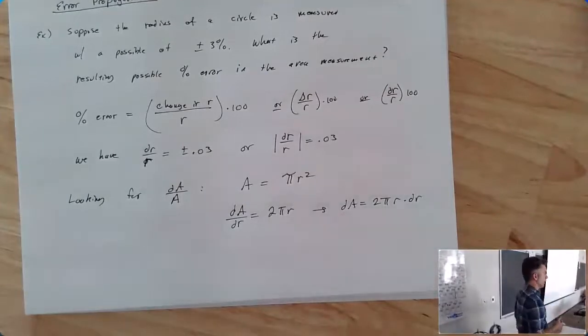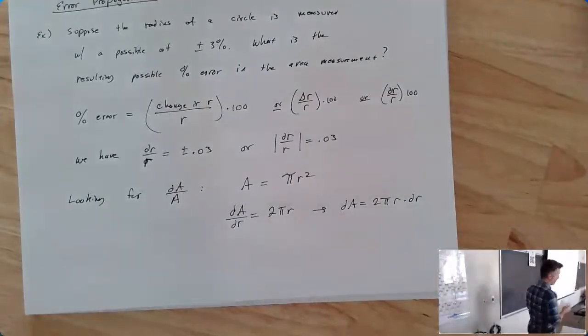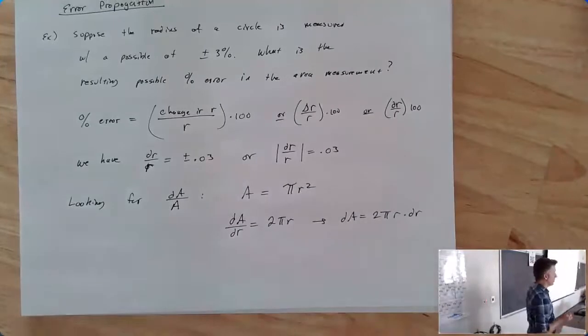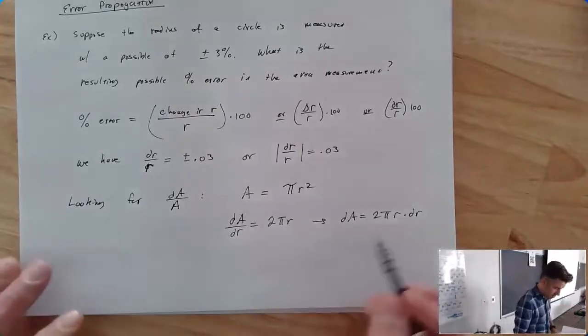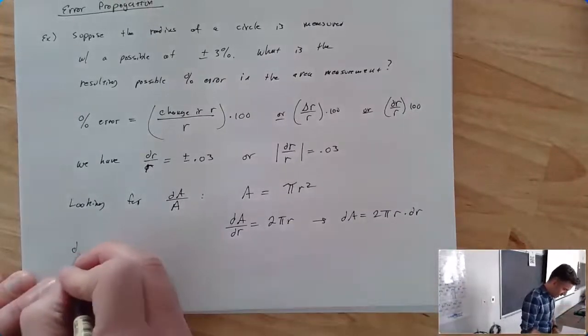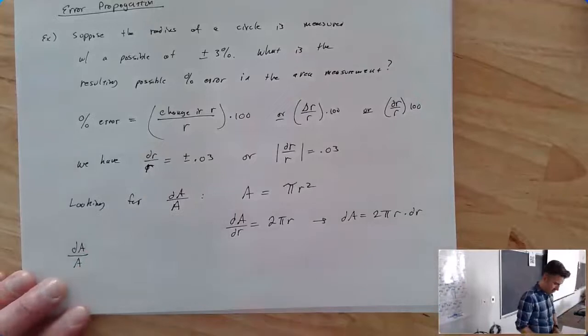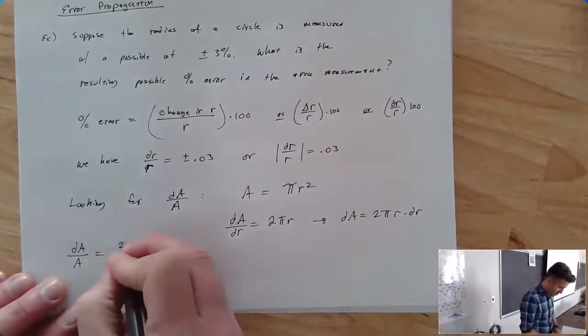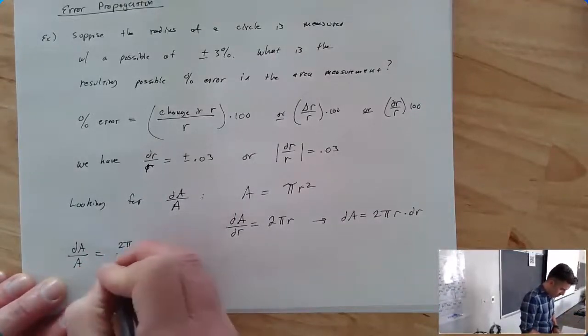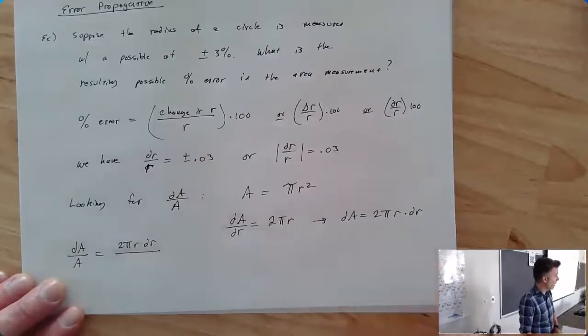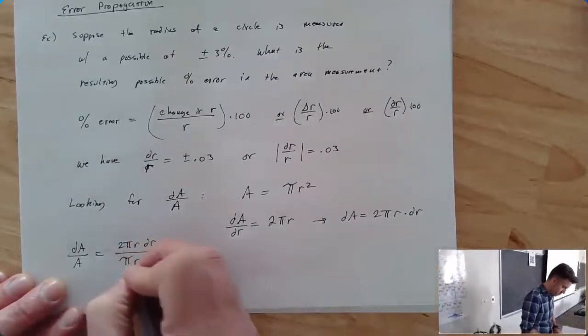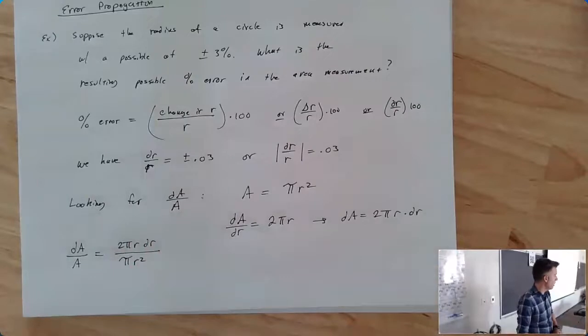This would be a much easier problem to deal with if they told us what the radius was. And then you could say the radius is 10 centimeters and the error is 3%. They didn't tell us that, which is okay, we can still deal with it. So we're going to now say that dA divided by area is equal to 2 pi r dr divided by pi r squared.